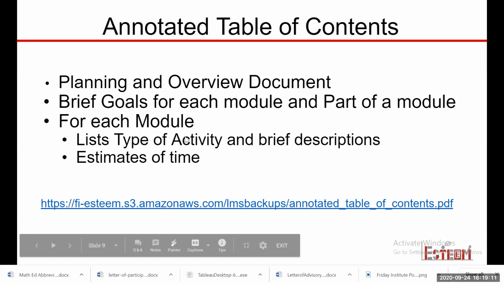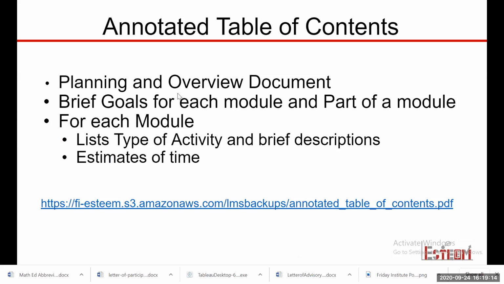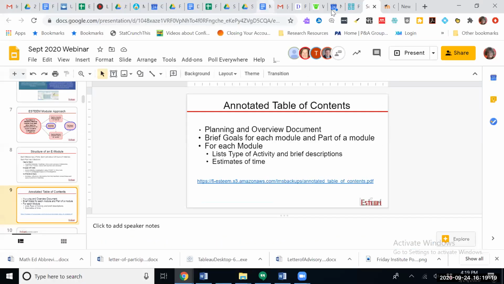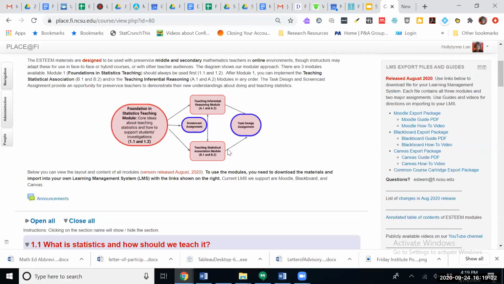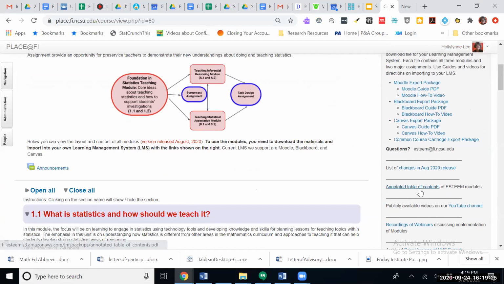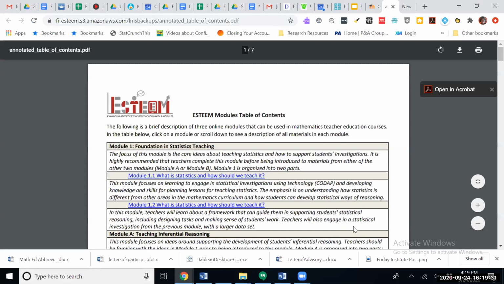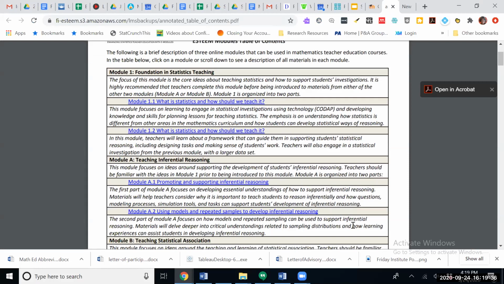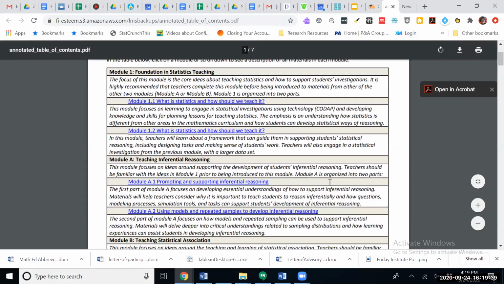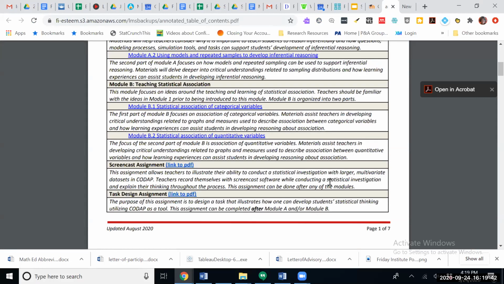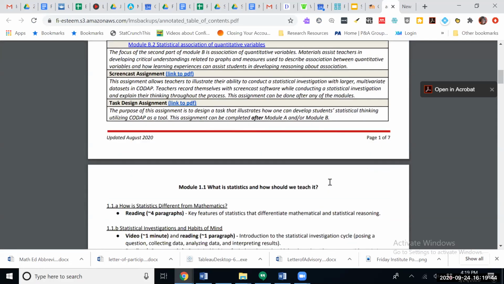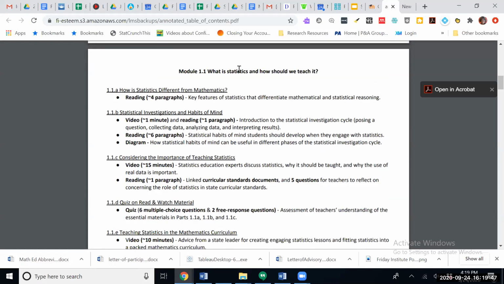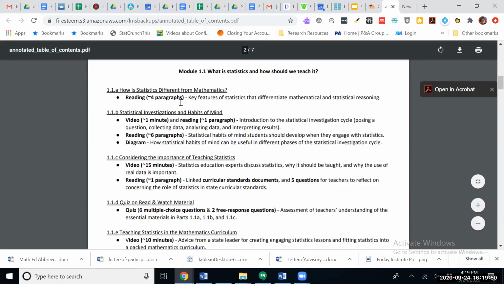One of the things that we did this summer was create an annotated table of contents. And so this is actually located, if I go into the ESTEEM place, we have it over here on the right-hand side. And this really should be a place that you're starting for planning, to think about what's in each module. So the first page just gives you an overview of the big ideas in each module.